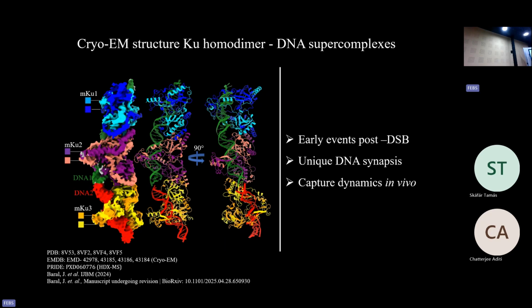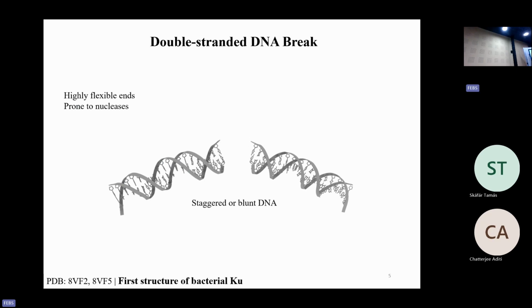The questions I would ask are: what are the early events of prokaryotic DSB repair? How is the unique DNA synapse formed in prokaryotes and what is its architecture? And third, I would like to show how we can capture the dynamics in live cells. First, let's have a double stranded break here. As you would imagine, these ends are highly flexible, and moreover prone to nucleases, which causes the loss of further information.